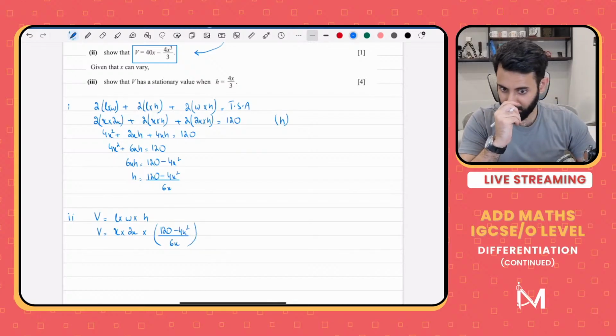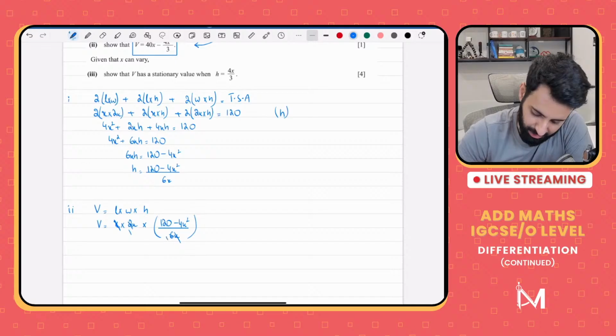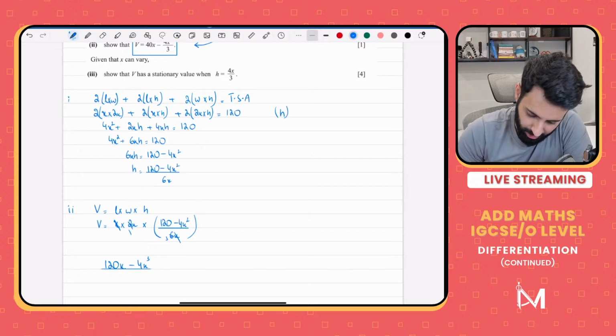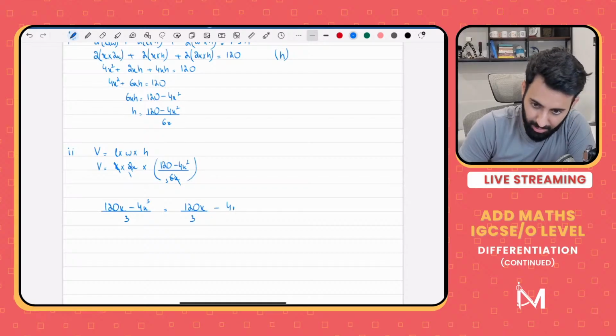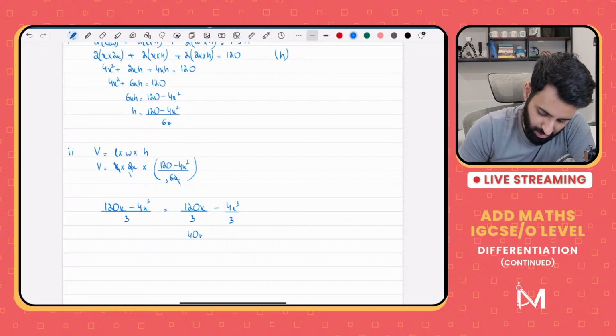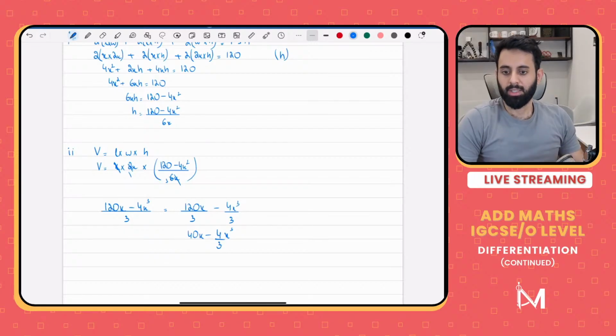Now you are supposed to show that it's equal to what the question says. So let's simplify. x and x cancel. 2 1s are 2, 2 3s are 6. So we have 120 times x minus 4x cube upon 3. And now we can separate the 3 and write it separately with 120x and write it separately with 4x cube. And now what do we get? We get 40x plus, sorry, not plus, minus 4 upon 3 x cube. There we go. Okay, I'll take your questions now.